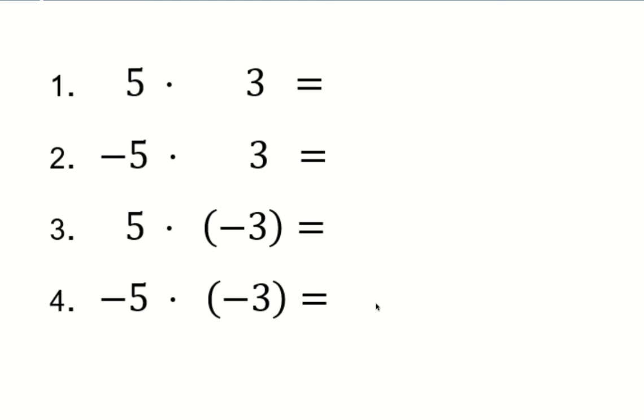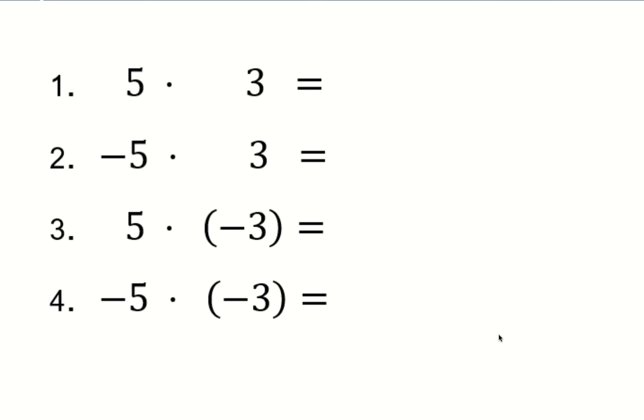And that goes the same for division. Just off the top of my head, negative 32 divided by 8 is negative 4. But if it was negative 32 divided by negative 8, that would be positive 4.